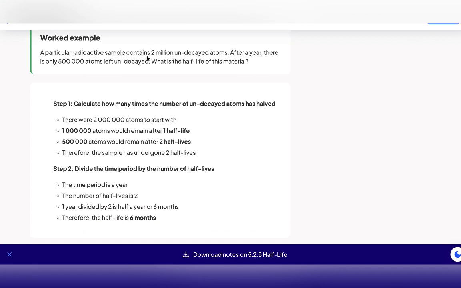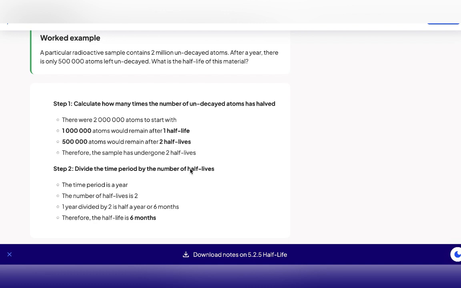Now, for half-life, you take the original 2 million and write it out. Half-life is the time taken for half of this to decay. So you divide 2 million by 2, you get 1 million. That's the first half-life. You do it again, a second time. 1 million divided by 2, you get 500,000. That's your second half-life. So to reduce from 2 million atoms to 500,000 atoms, it takes 2 half-lives.